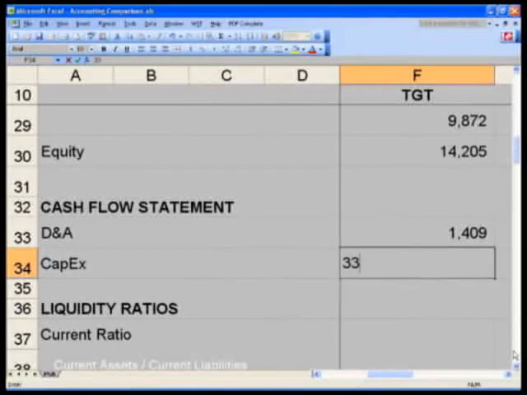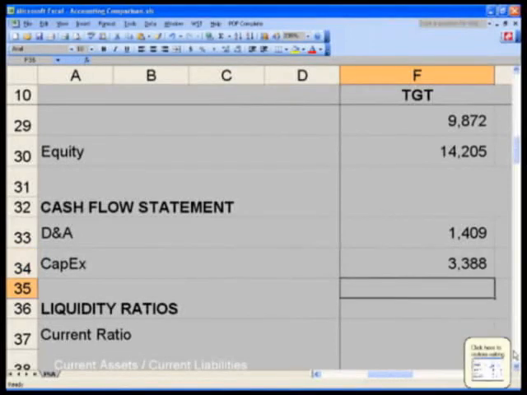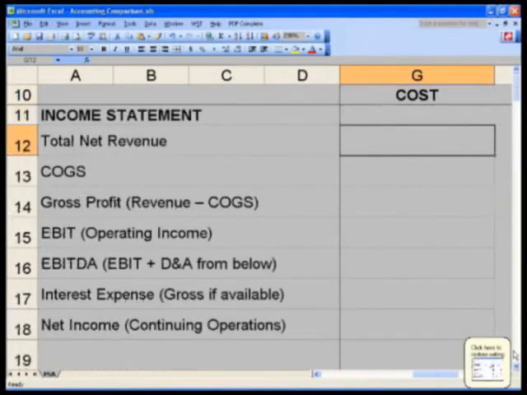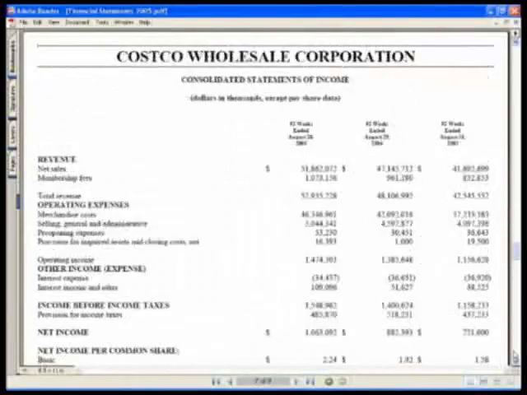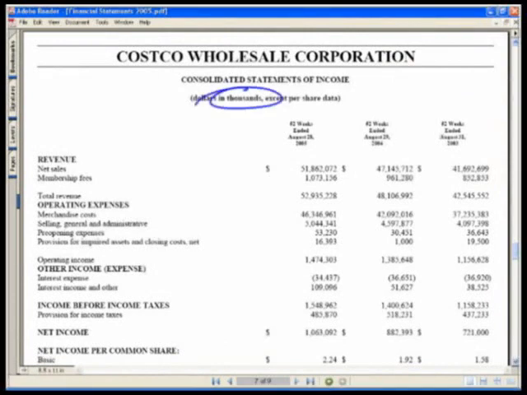Cash flow from investing, we want our CapEx, expenditures for property and equipment, 3388. Let's go ahead and add in that last number, 3388, and we're all done inputting Target. Let's now go ahead to Costco. Costco, our good old Costco, guys.